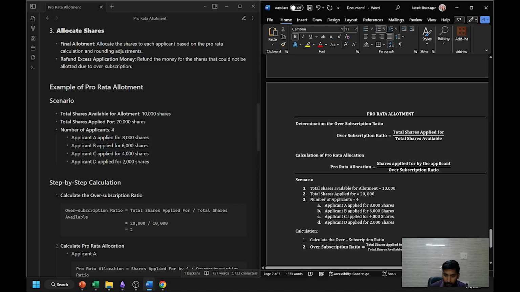Using this formula: total number of shares applied for. What are the total number of shares applied for? 20,000, because they applied for 20,000. But how many can they take? What is the total shares available? That is 10,000. That means 20,000 divided by 10,000, which is equal to 2. Hence, the oversubscription ratio is 2.